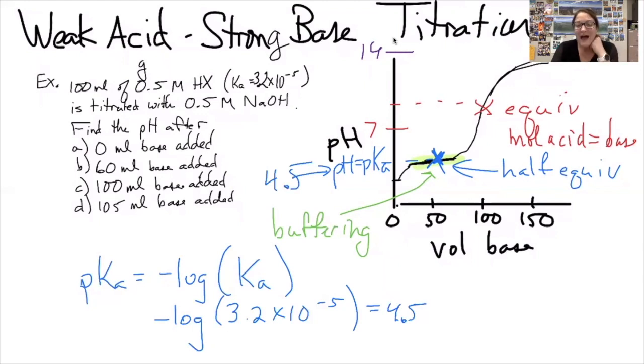So in other words, I can look at a weak strong titration curve and from it infer what the Ka of the acid is, because I just simply need to find either halfway to equivalence or the middle of that buffering region, and that will help me figure out what the Ka value is. That's an outline of the graph. We're going to go through the titration problem in the next video.